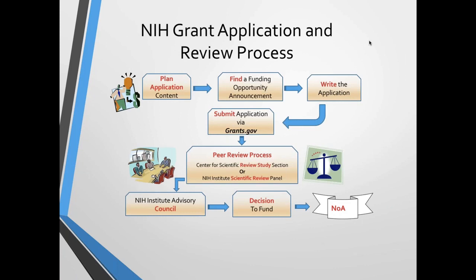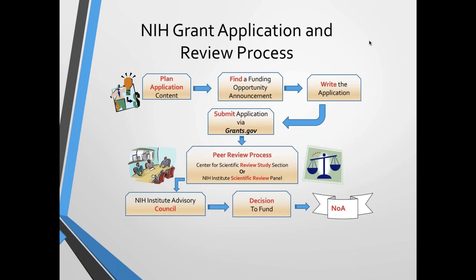So before you begin to write or even submit your NIH grant application, here are some things I think you should consider. First of all, you should have a general knowledge of how the process works, and that's what this slide is showing you. Plan your application, plan the content. Then you want to find a funding opportunity, which I've just explained how to do. And then you'll start to write your application. Once you write it, you're ready to submit it. And let's say we're going to submit by grants.gov.